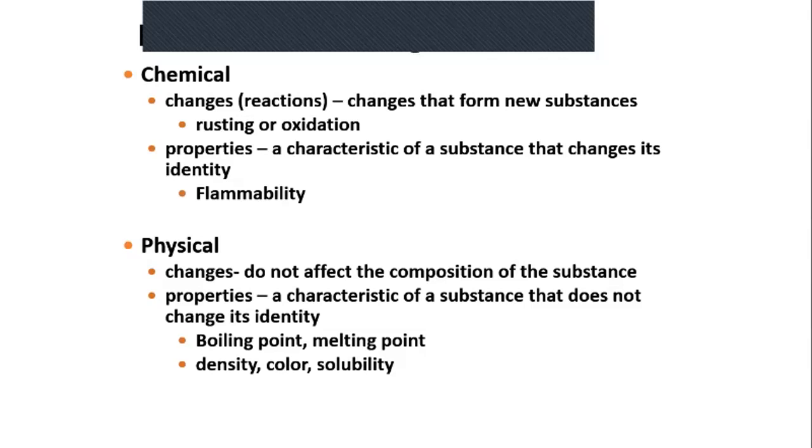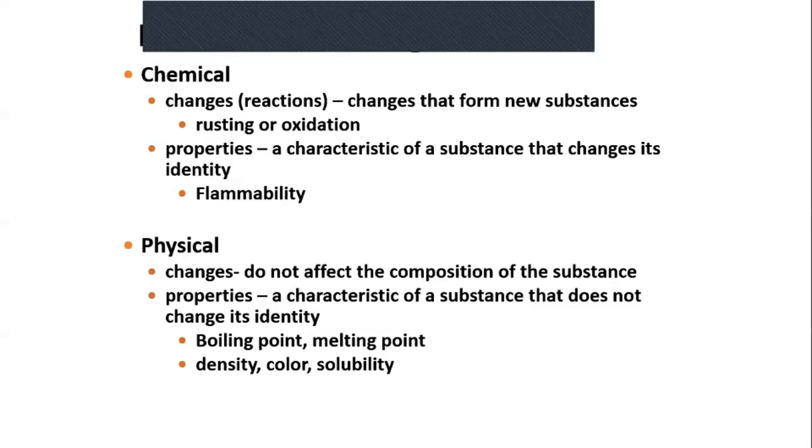It's something new. And so properties that describe a characteristic of a substance where it changes its identity is a chemical property. For example, ethanol is flammable. That's a chemical property. Sodium is an oxidizer. That's a chemical property. So those are chemical properties and changes.